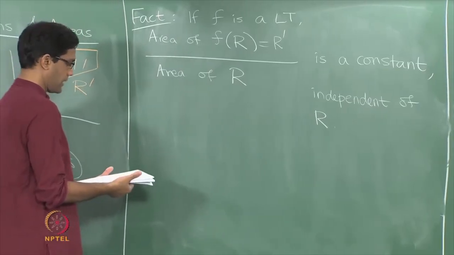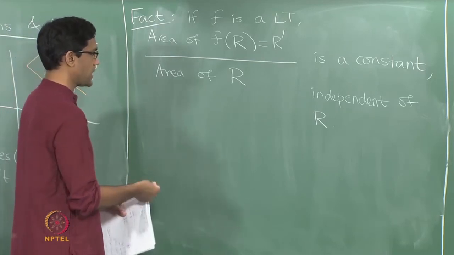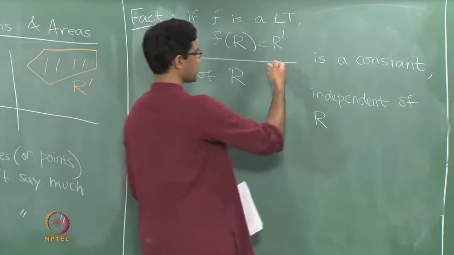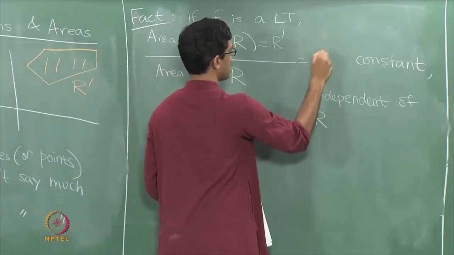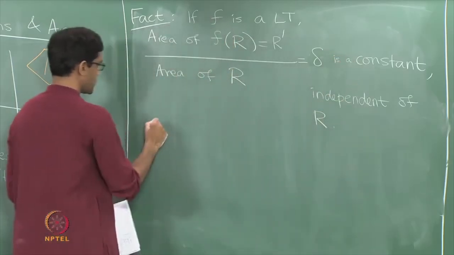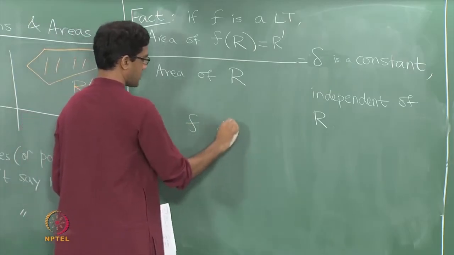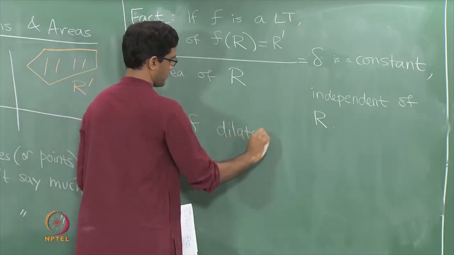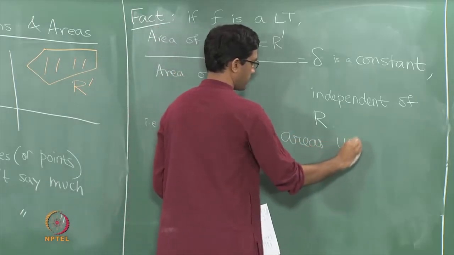And so, what does it mean? In other words, f dilates area uniformly by this constant. Let us give this constant a name, let us call it delta. In other words, f dilates areas uniformly by this factor.